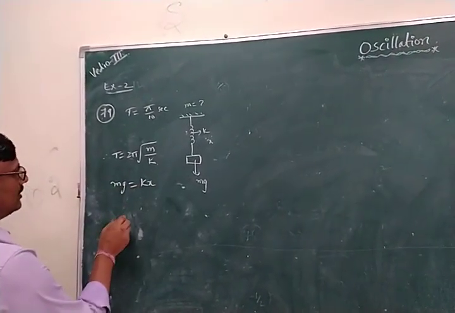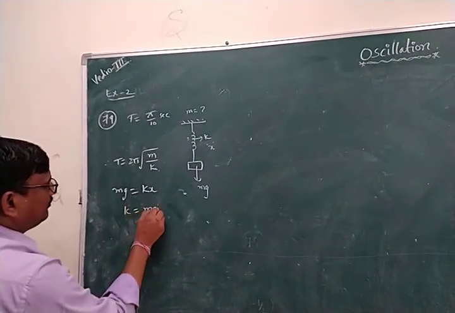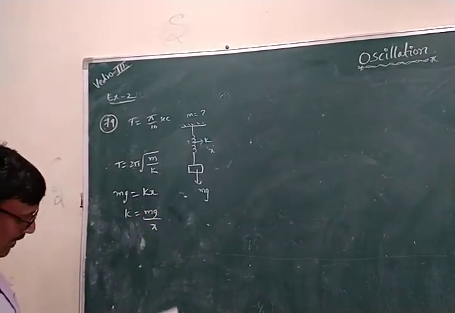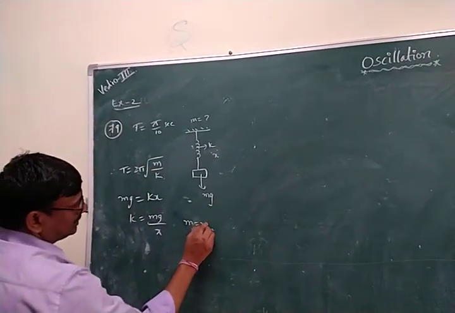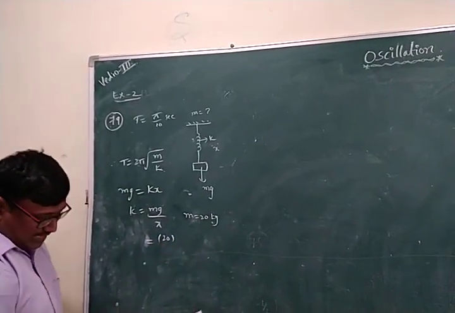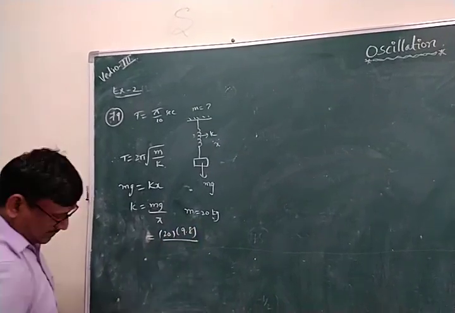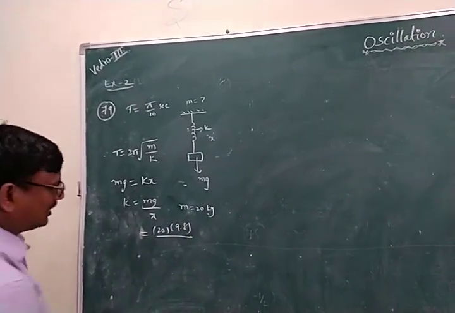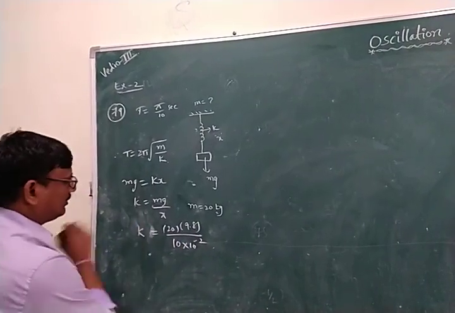We can write here k is equal to mg by x. The mass is already given as 20 kg. Substituting here 20, the g value is taken as 9.8, and x is nothing but the length, given as 10 centimeter, so 10 into 10 power of minus 2, is equal to k.